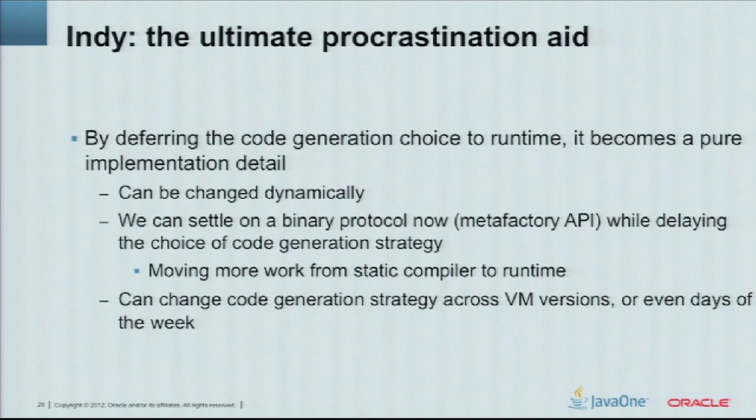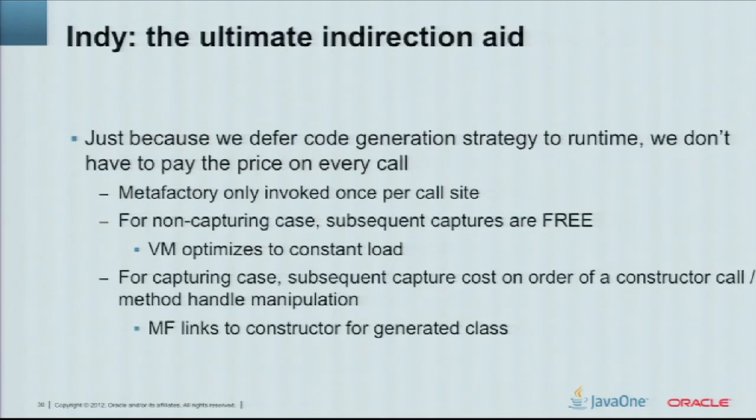So this gives us a chance to change our code generation strategy dynamically. All right, so the other thing Indy gives us here is it gives us an extra level of indirection for no extra level of cost. So that's really nice, and the reason there's no extra level of cost is once you link the call site, the bootstrap gets out of the way. So we deferred our code generation strategy to runtime. We're only paying the price once. So for example, let's say we pick the strategy of spinning an inner class.